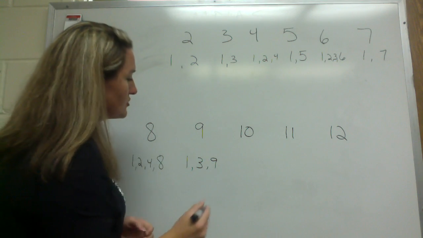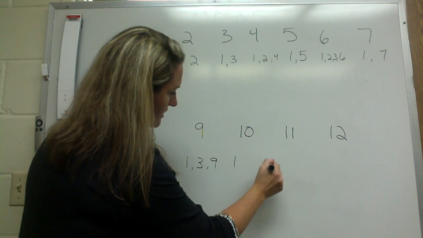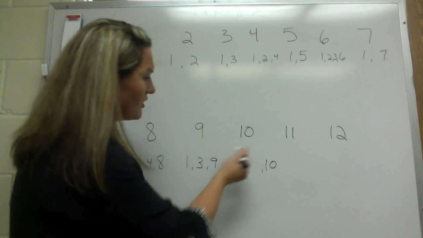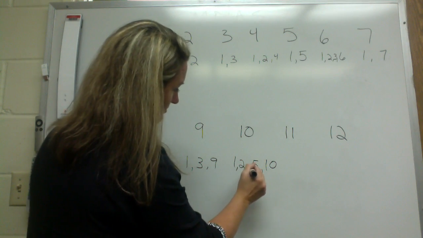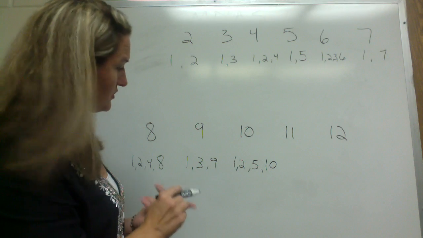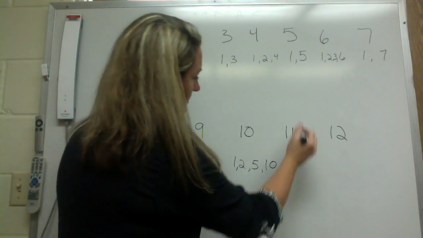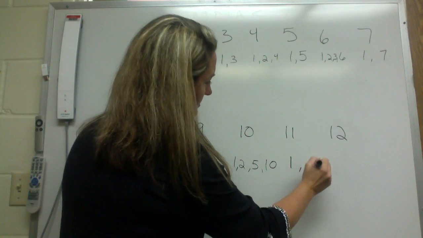For 10, we'll write the obvious one down, 1 and 10. It's even, so we know it's divisible by 2. So 2 times what? 5. And that's it. It's not divisible by 3 or 4. For 11, write the obvious one down, 1 and 11.